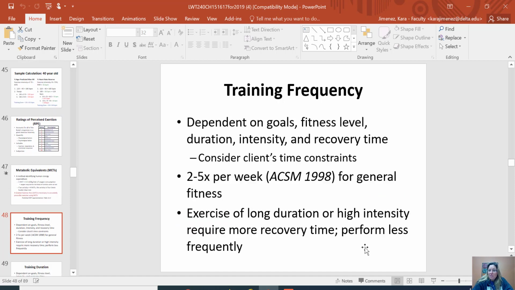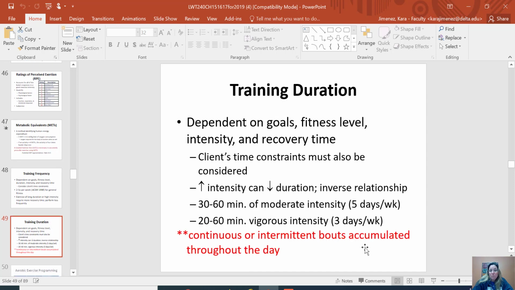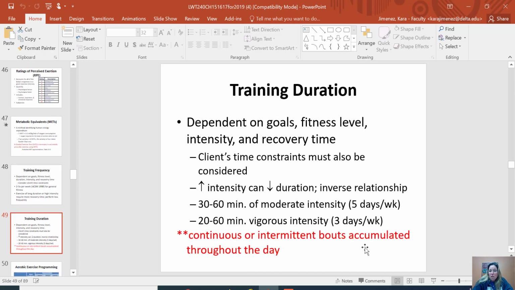Frequency, recommended frequency, according to the American College of Sports Medicine, is 2 to 5 days a week for most individuals. Obviously, the less fit will begin at the lower end, 2 days per week, and the higher the fit population, they can go up to 5 or more days per week. The duration, again, depends on the intensity. So the more intense the exercise is, the shorter the duration.